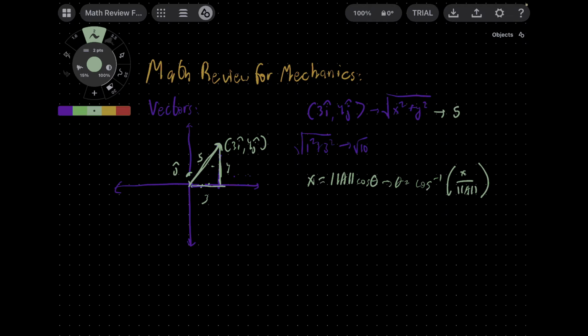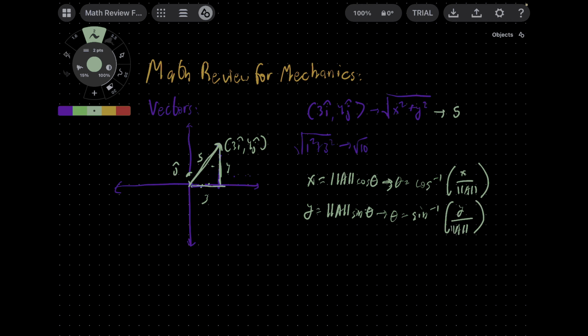Now it would be the same thing for y, and these are actually also the formulas you can use if you have magnitude and direction and you need to convert to x and y, or the i hat and j hat form. So for y, this is actually sine theta, not cosine theta. So theta is equal to sine inverse of y divided by the magnitude of that vector.